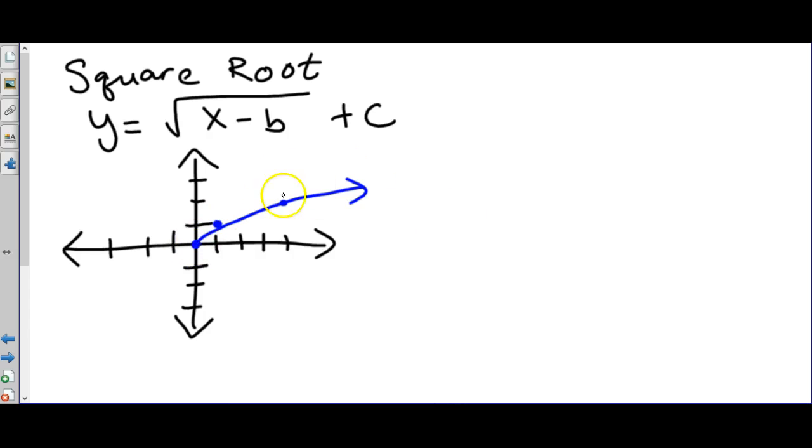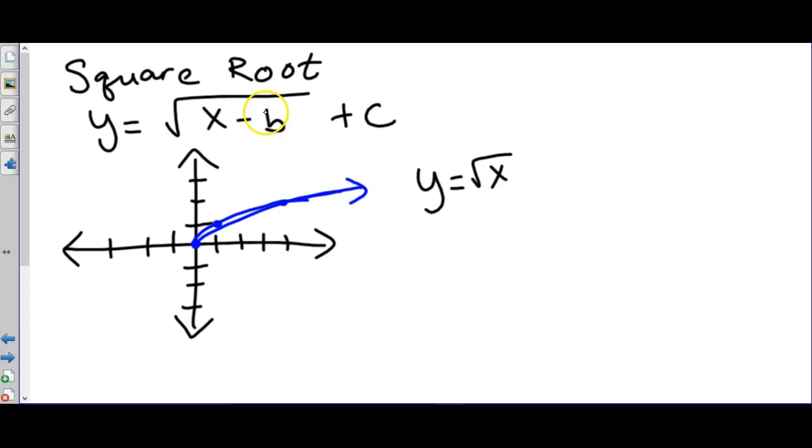This one only goes one direction. It probably should be a little more curved. So that is the parent function. Y equals square root x would be the parent function. And the horizontal and vertical shifts act the same way.